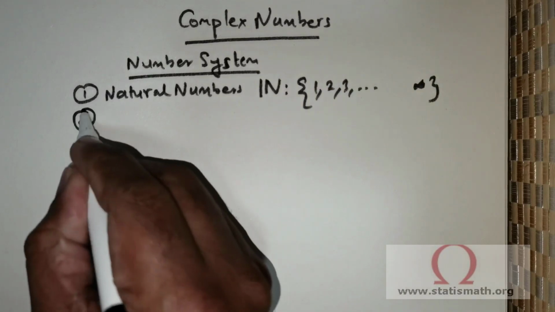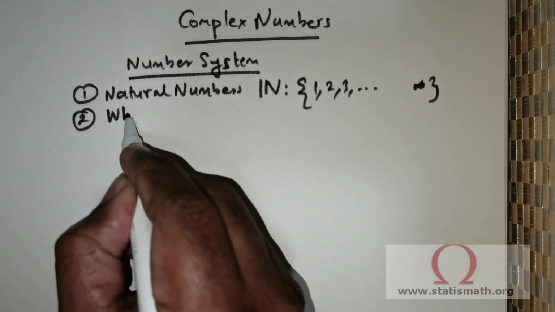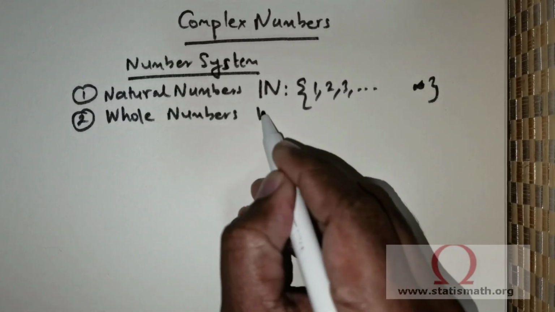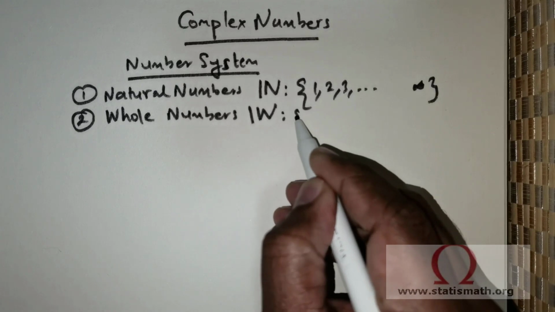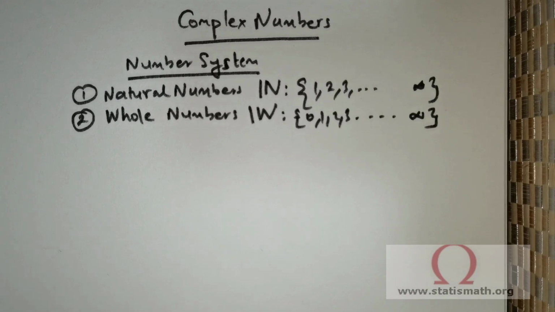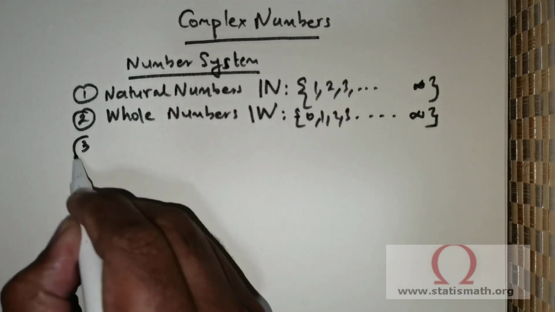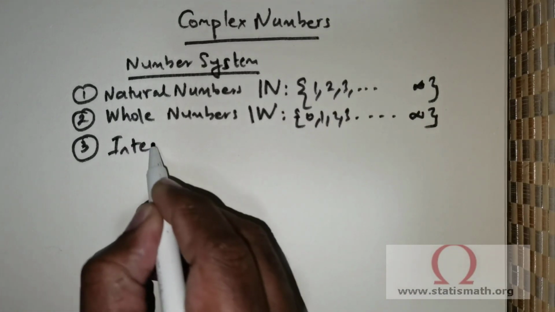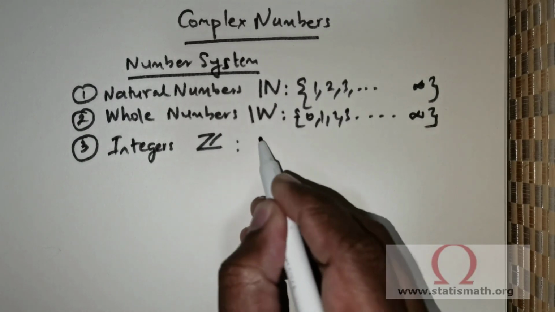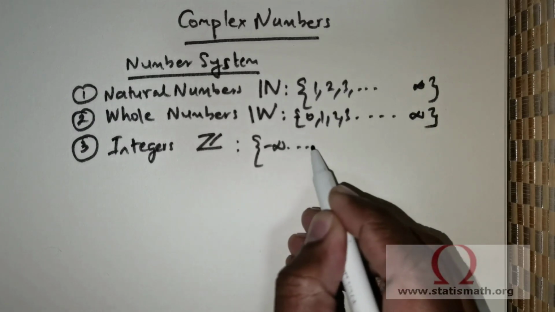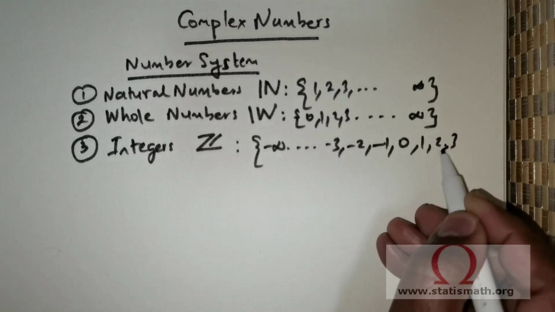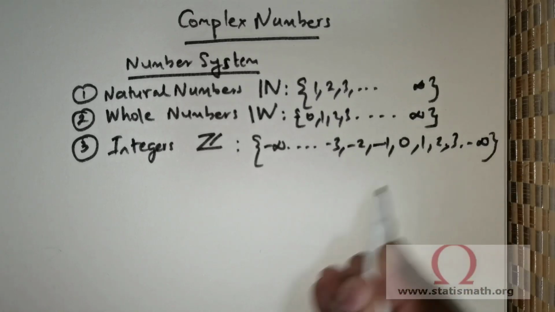After that you have what are called whole numbers. Whole numbers are represented by the letter W, and they start from 0, 1, 2, 3, and go up to infinity. After whole numbers, you have integers. Integers are represented by Z, and they go from negative infinity, negative 3, negative 2, negative 1, 0, 1, 2, 3, and up to infinity.